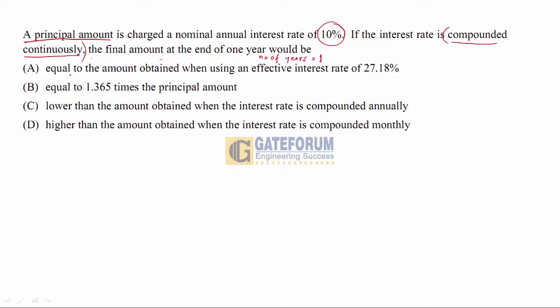Would be how much? We need to select the correct option. So firstly we need to know the formula for continuous compounding, I mean to say the sum accumulated.